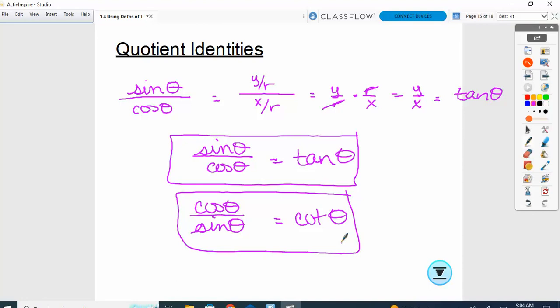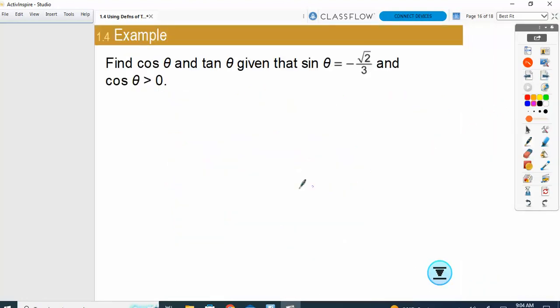Let's look at a couple more examples. And just practice. Again, right now, I'm gonna say find these things and I don't care how you do it. So I want to find cosine and tangent. So I'm not asking for all 6, just cosine and tangent. Given that sine is negative radical 2 over 3 and cosine is positive.